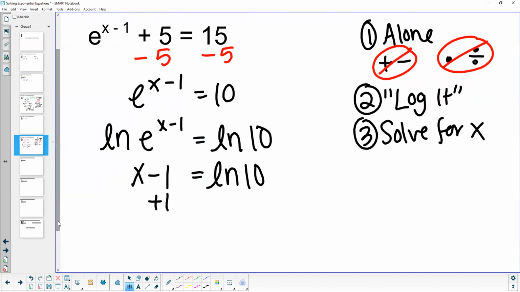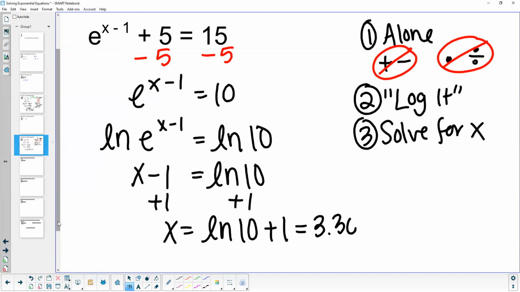We can add 1 to both sides, and we get that x is equal to the natural log of 10 plus 1, which might mean something to some people. But for us common folk that don't know exactly what the natural log of 10 plus 1 is, what that turns out to be is a fantastic 3.3026 when rounded to 4 decimal places. So that's how we can evaluate that one, just like before.